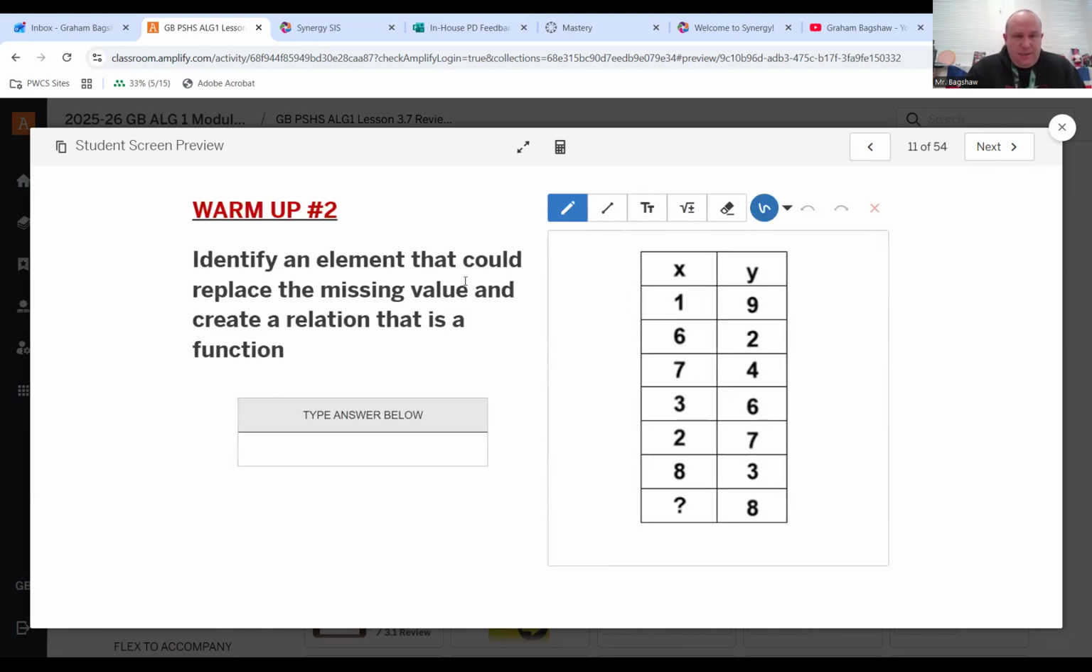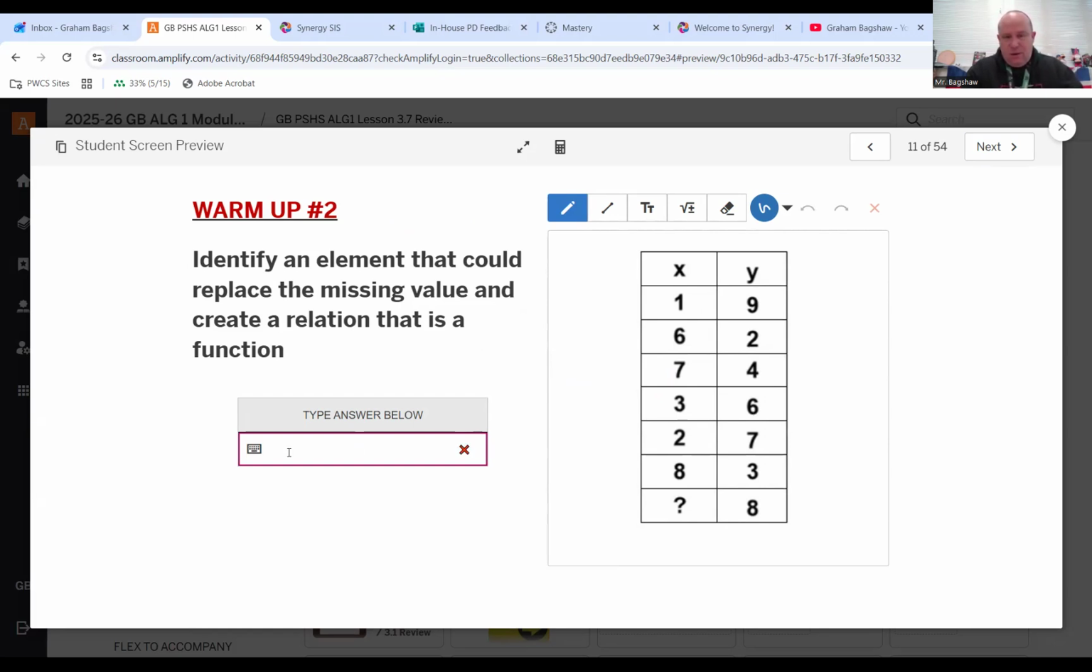Identify an element that could replace the missing value and create a relation that is a function. So we got to replace this. So I just got to make sure I don't repeat an x value. So I can see 1, 2, 3 on here. I don't see a 4 or a 5. And actually, I don't see a 9 either, if I'm just sticking with single digits. So 4 looks good. 5 looks good. And I think I said 9 as well.